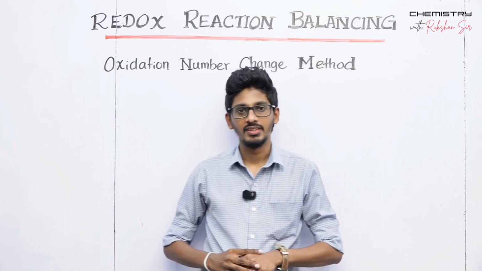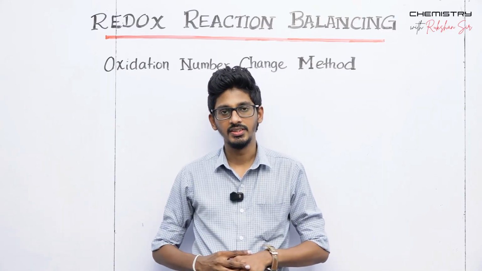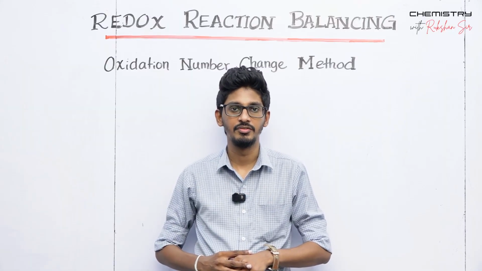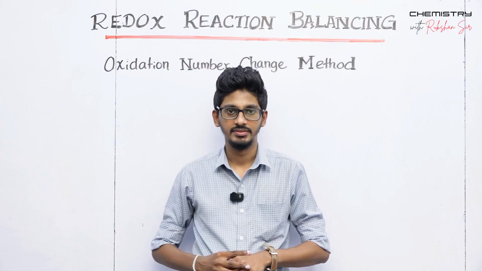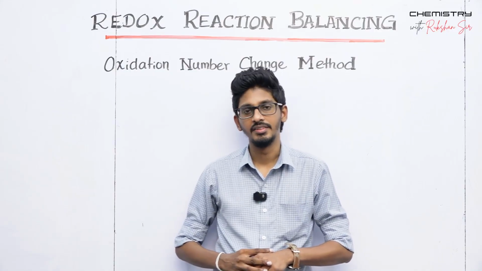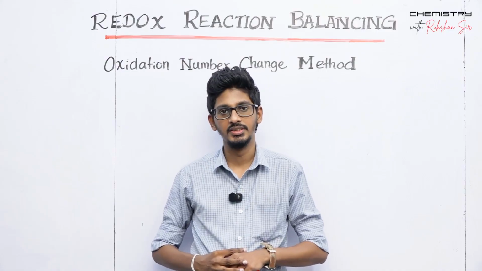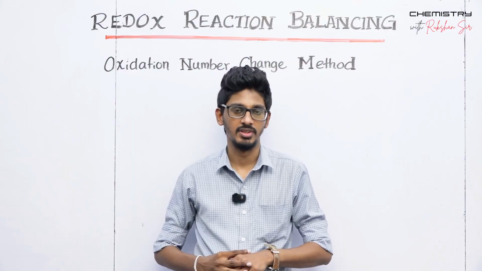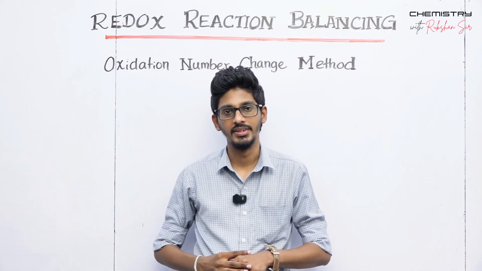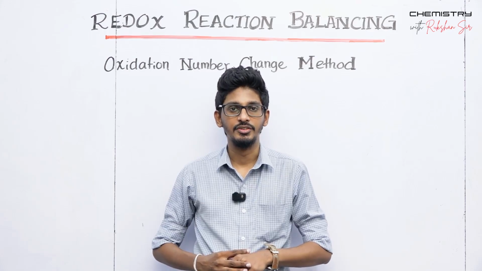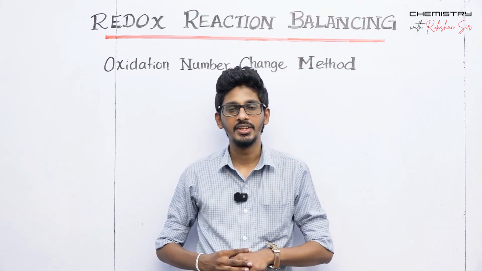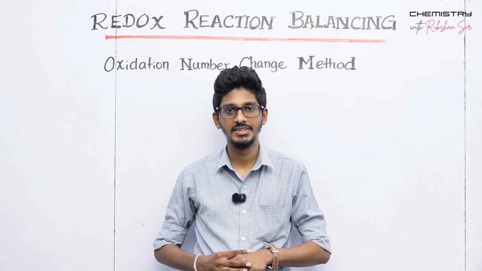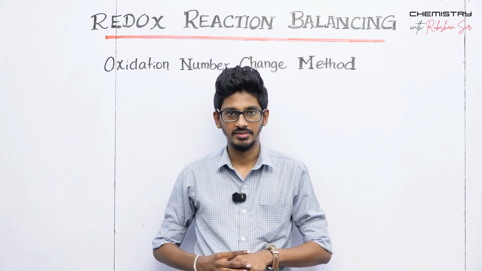Today, we are going to discuss the redox reaction balancing technique known as the oxidation number change method, sometimes referred to as the direct balancing method. In the last class, we discussed the first technique of balancing redox reactions, which was the half reaction method. We went through that and did some exercises as well. Today, this is the second method we are going to learn, the direct balancing method, also known as the oxidation number change method. Let's begin with that.